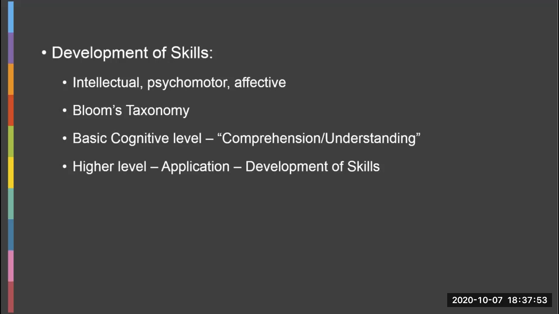However, if you have conducted a lesson that required students to access a higher level of cognition, the application level, which is the highest level of cognition, it forces students to use their skills and evaluation ability and analytical ability to actually carry out the work. And in doing so, they are actually developing skills. Now, where did they develop these skills from? It was from the content that you delivered initially.